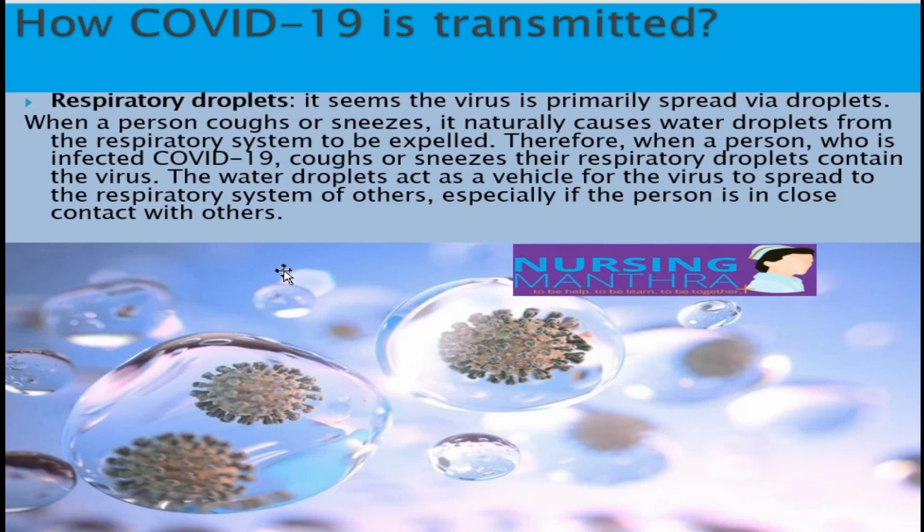So, how is COVID-19 transmitted? Respiratory droplets. It seems the virus is primarily spread by droplets when a person coughs or sneezes, as we already discussed. When a person infected with COVID-19 coughs or sneezes, these respiratory droplets contain the virus. So water droplets act as a vehicle for the virus to spread to the respiratory system of others, especially if the person is in close contact with others. You can see here, inside this water as a vehicle, the droplets are carrying coronavirus.